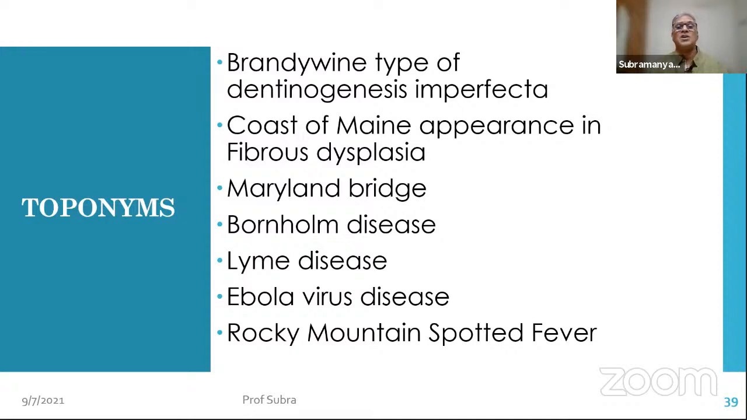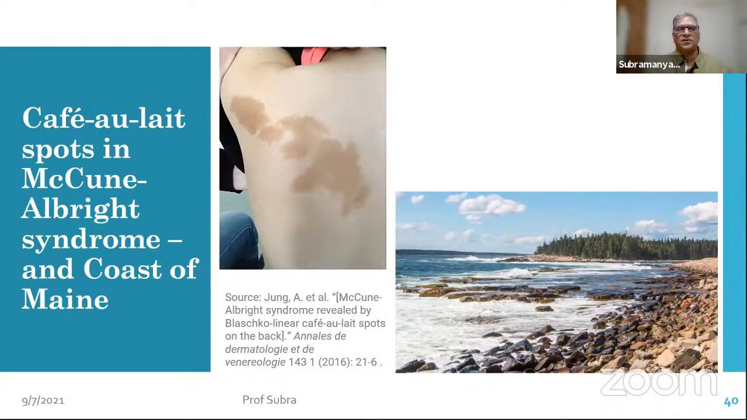Another popular one is coast of Maine appearance, which we see in fibrous dysplasia. The café-au-lait spots have jagged edges, resembling the coast of Maine. So it has been called coast of Maine appearance of the pigmented lesions in McCune-Albright syndrome. Of course, McCune-Albright syndrome is again an example of an eponym.